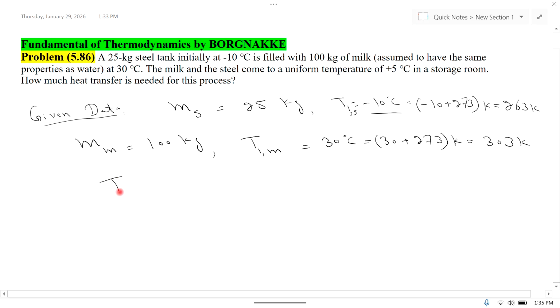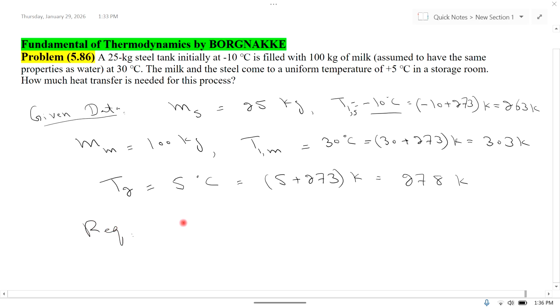So final uniform temperature for both, for milk and steel, is 5 degrees centigrade, which is equal to 5 plus 273. After some time, the temperature is same for both milk and steel tank, which is 5 degrees centigrade, and in Kelvin this is equal to 278 Kelvin. In a storage room, how much heat transfer is needed for this process?